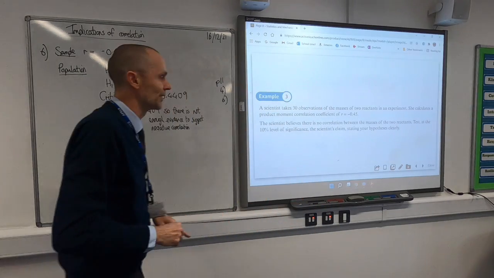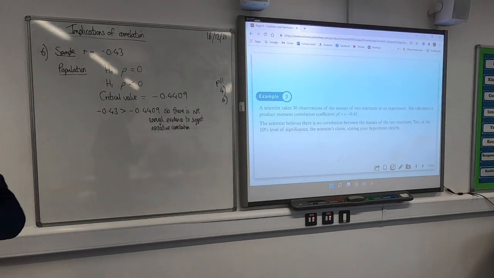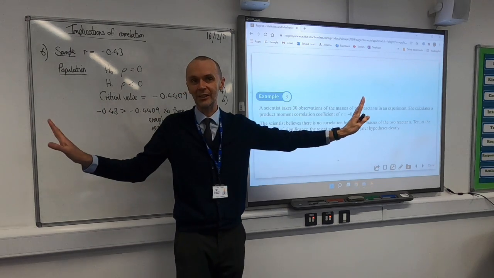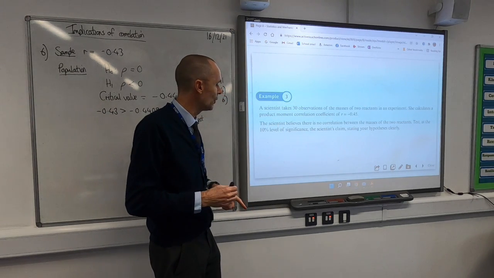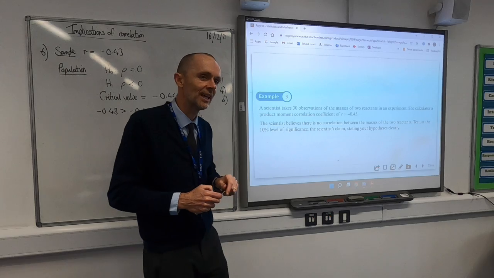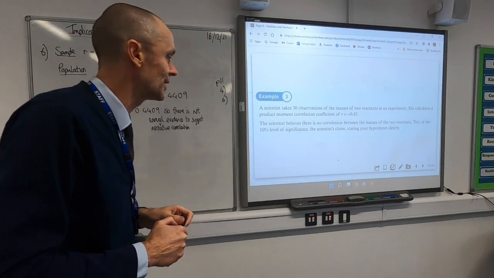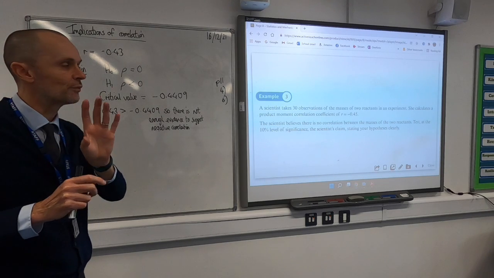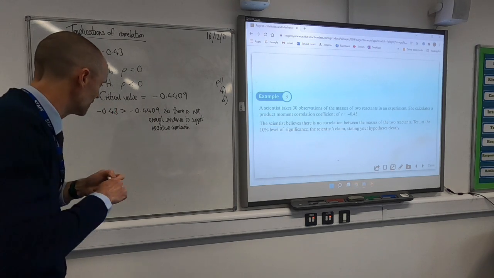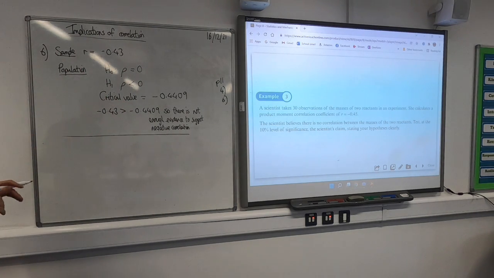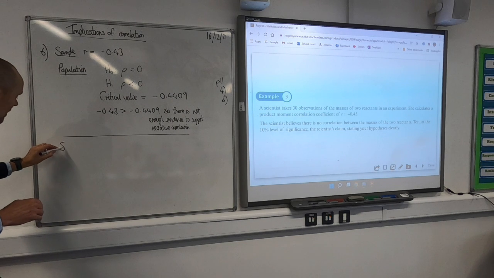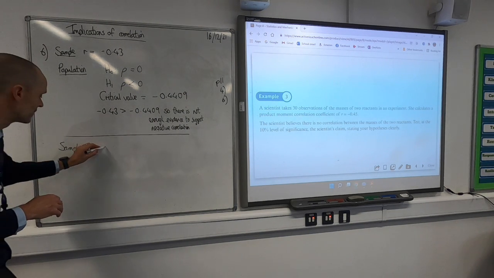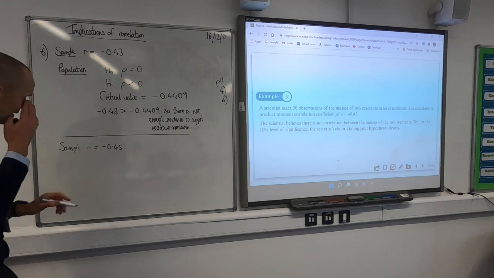So this is a two-tailed test, and you may remember that with a two-tailed test, you halve your significance level at each end. So what we are saying is, we need to look up the 5% critical value in this case, because we're not looking for either positive or negative, we're just trying to show that there is no correlation. So our setup is just the same. We've got a sample value of R, which is from 30 observations, so that's a pretty decent sample size.